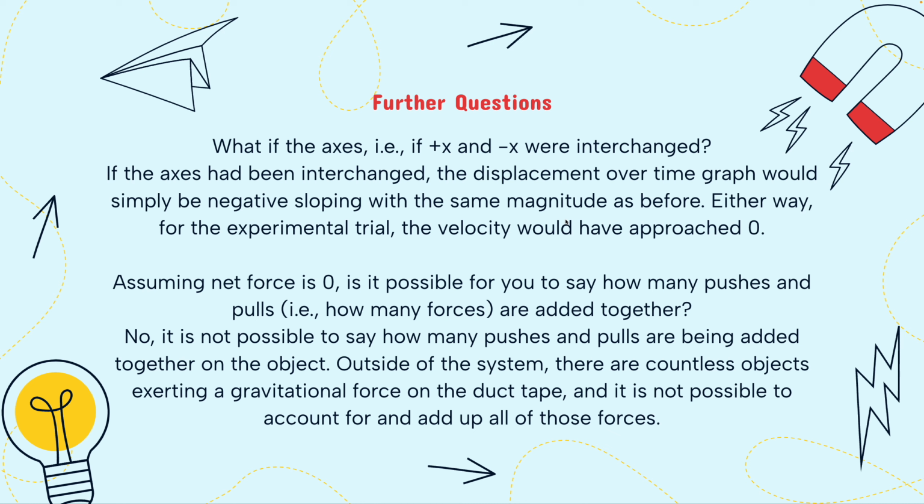So to detail some of the further questions: what if the positive x and negative x axes were interchanged? If this happened, then the displacement over time graph would simply be negative sloping with the same magnitude as before. But either way, for the experimental trial, the velocity would have approached 0 because of the net force working on it. And assuming net force is 0, is it possible for you to say how many pushes and pulls are added together?